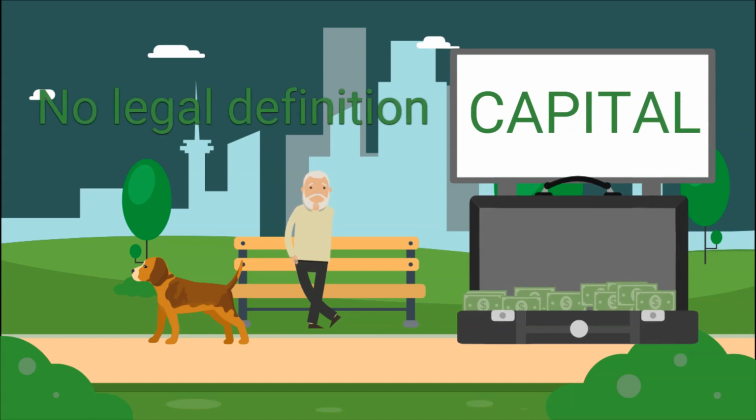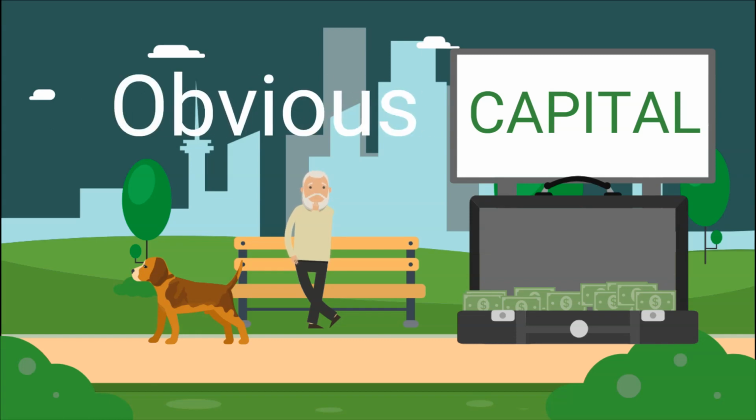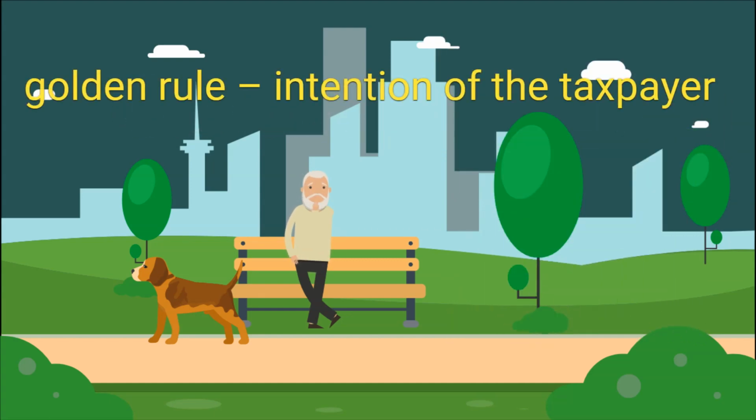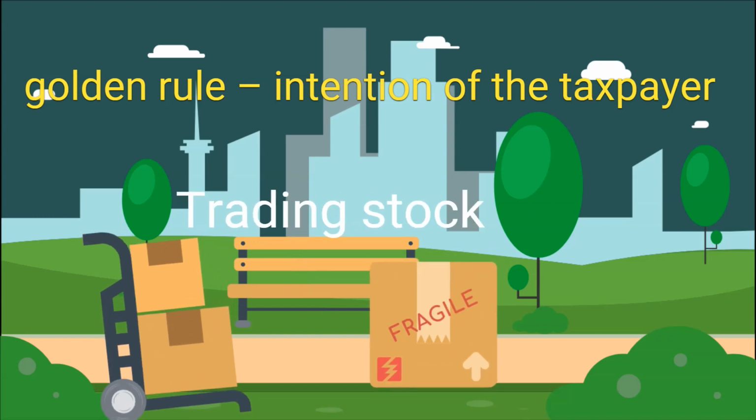More often than not, it is obvious when an asset is capital and not revenue. But where there is uncertainty, and clarity is required, the courts have relied on the golden rule, the intention of the taxpayer. Therefore, if you buy and sell houses to make a living, the income tax rules will apply to you. Generally, trading stock will form part of someone's gross income.